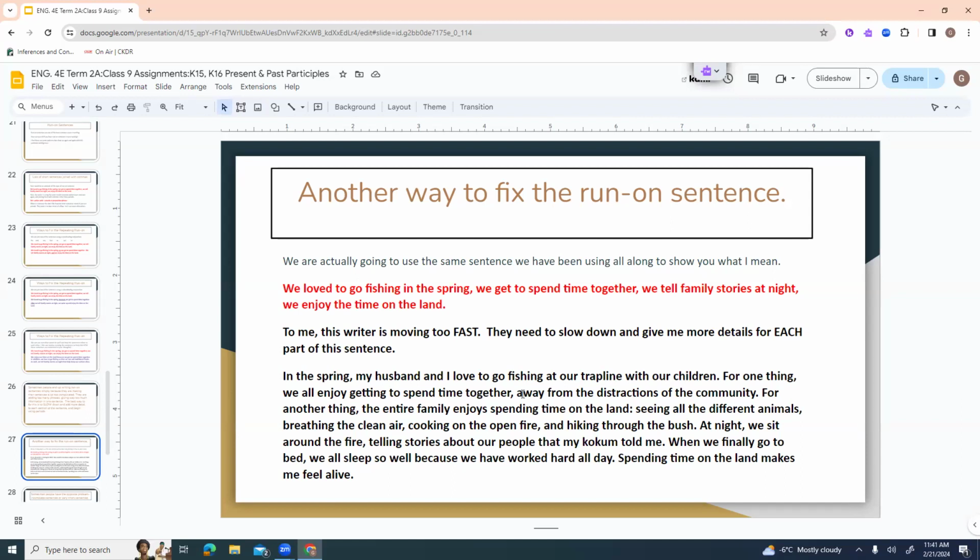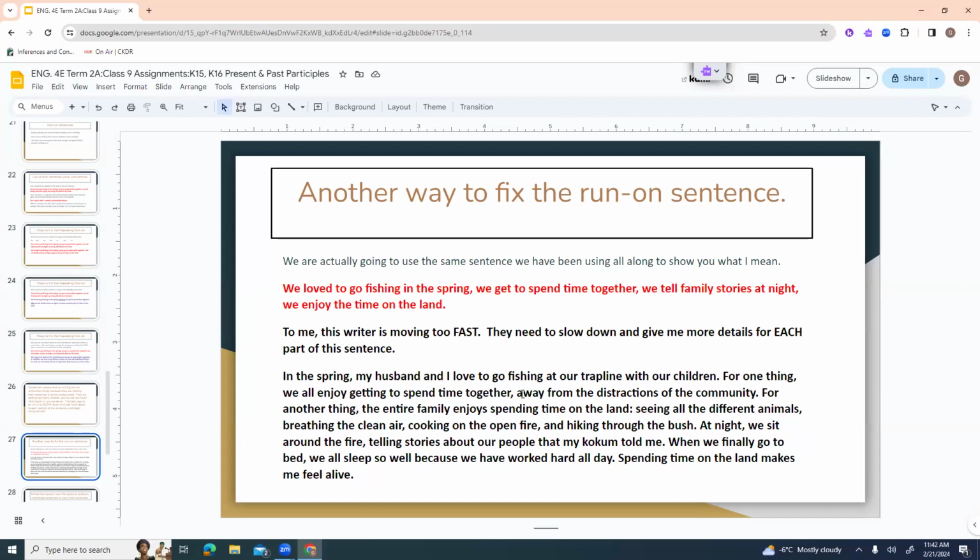The next sentence, we tell family stories at night. I moved that near the end, so I'll come back to that. We enjoy the time on the land. That is a very general sentence. There are so many specific details you could tell me to help me understand what you are doing that helps you to enjoy the time on the land so much, right? Picture that you're saying this to somebody who is from the city. Maybe they've never been camping. They've never spent any time on the land. They just think of it as a place full of bugs and dirt. They don't know why anybody would enjoy it. And you're trying to tell them the details.